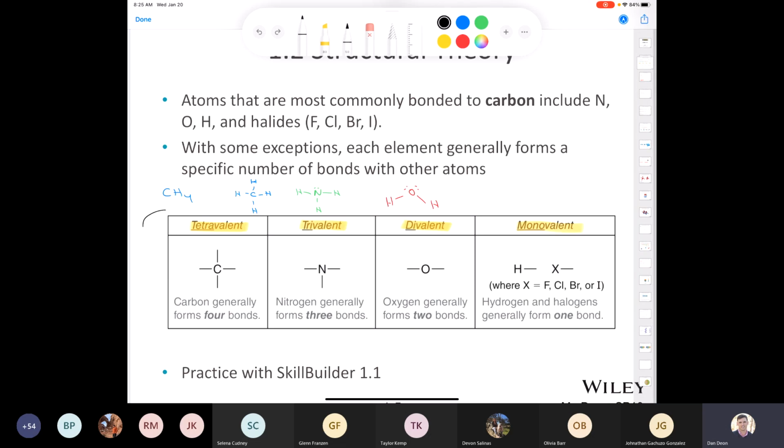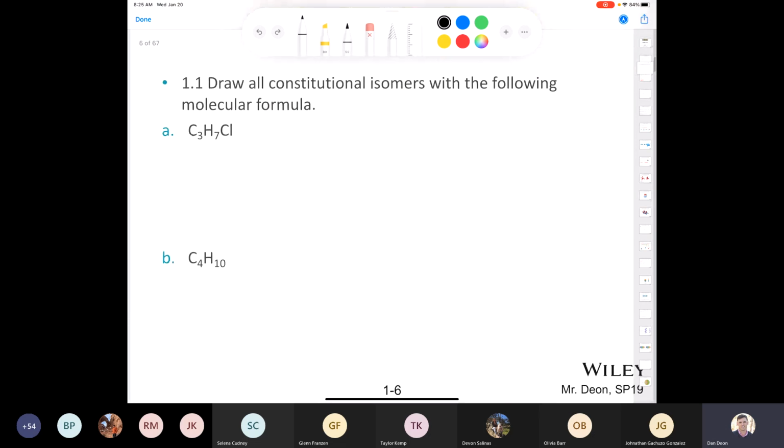Now, you need to know this. You can use these tools to help you assemble Lewis structures. And with that in mind, let's look at the first problem. This is question 1.1. It comes directly from our textbook. You can look at the solution in the textbook, but I recommend not looking at it until you've really given the old college try to the problem. Do it to the best of your ability, and then maybe look at the solutions manual after that. It says draw all the constitutional isomers with the following molecular formula.